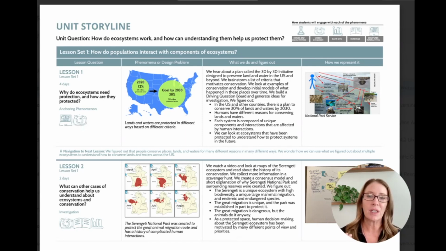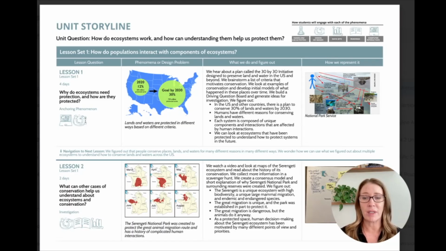But this is the unit storyline that's provided in the unit overview document. And I'm going to walk you through lesson by lesson and give you a big understanding of what's in this unit. So first of all, I do want to point out that there are these icons, and the icons show you which routine of the storyline we are in.